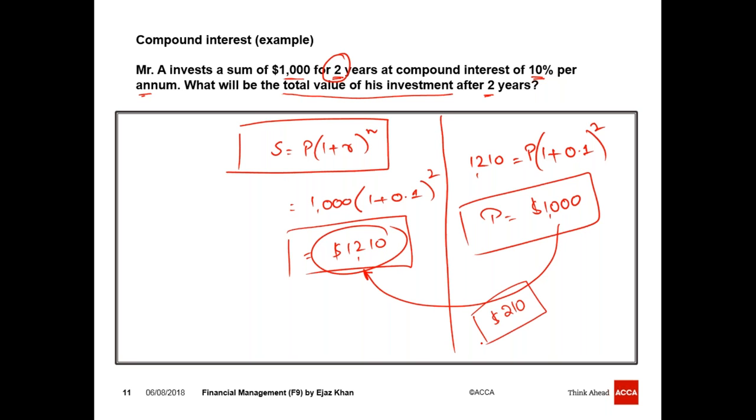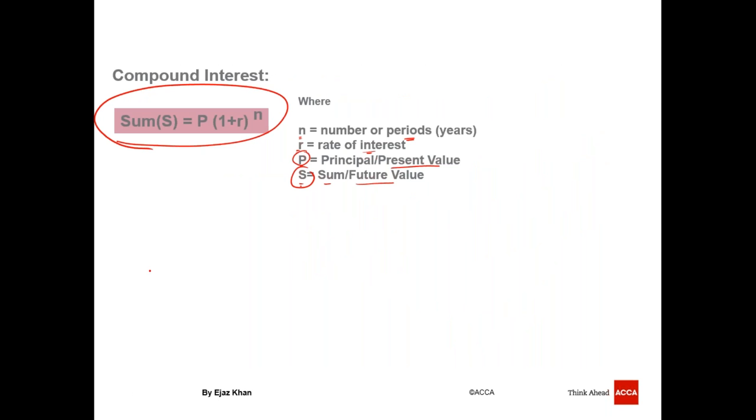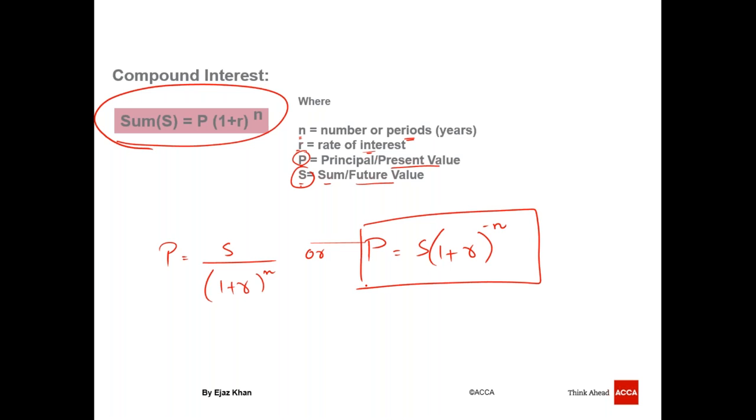So from now onwards, I expect all of you to know the difference between P and S. The present value means we have offloaded the interest. And the future value means we are including the amount of interest. So we can just rearrange this formula for calculating P directly. So it will be P is equal to S divided by 1 plus R raised to the power N, or it can be P is equal to S into 1 plus R raised to the power minus N. So we can use this formula as well for calculating the value of P, that is the present value.